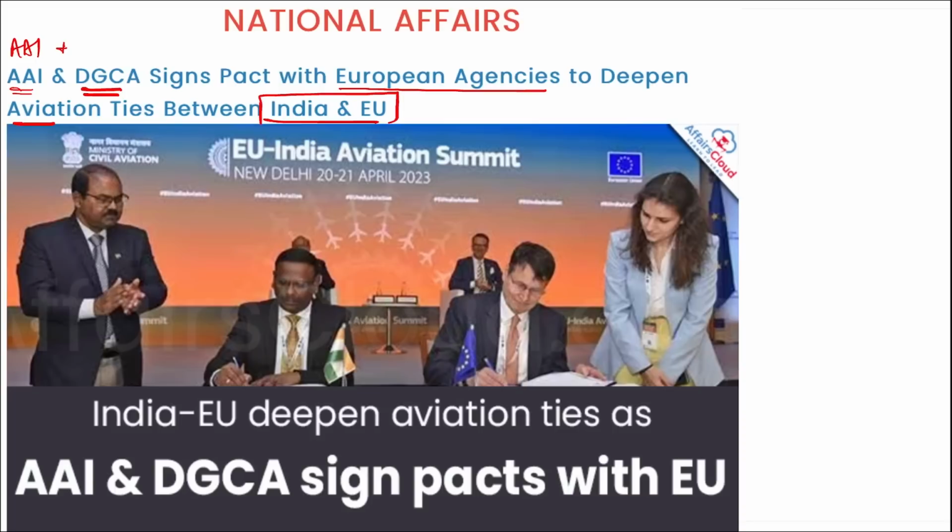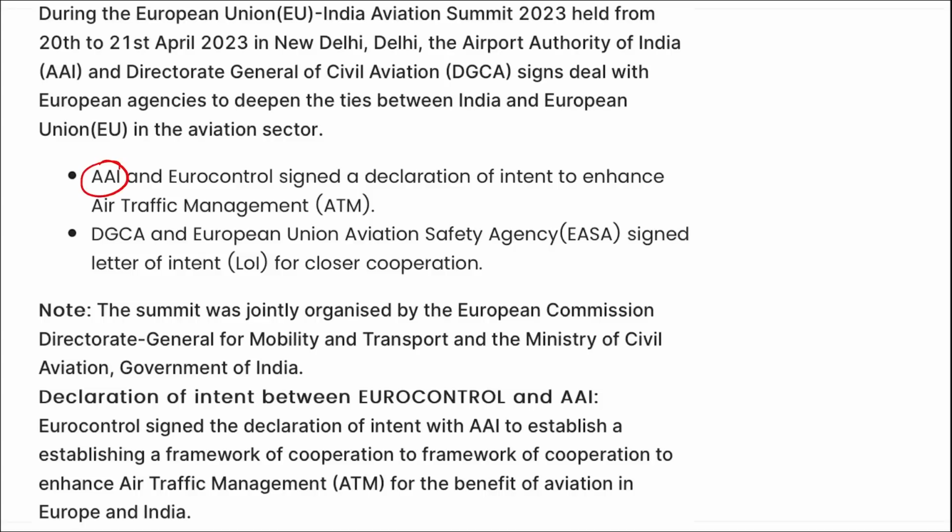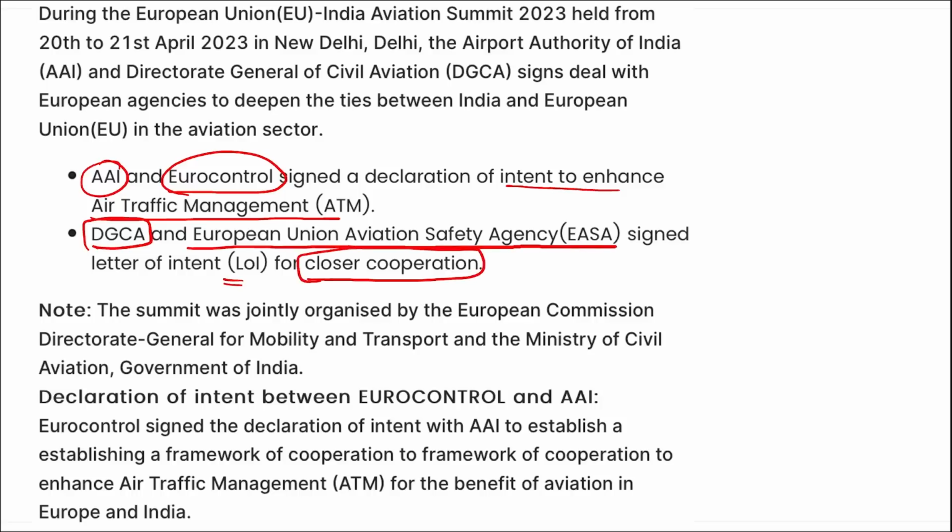Right here, AAI and Eurocontrol signed a declaration. Let me show you here that AAI, the Airport Authority of India, and Eurocontrol together signed a declaration of intent to enhance air traffic management, and DGCA and the European Union Aviation Safety Agency signed a letter of intent for closer cooperation. Basically what they are saying is that in order to increase the various services and facilities and advance the air traffic management system, and to bring more new technologies and more advancement into the aviation sector, this particular deal was signed. Right? Important, take a note of it.